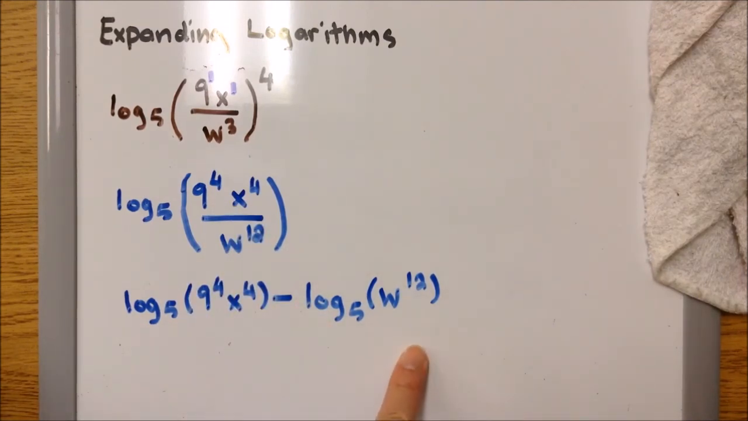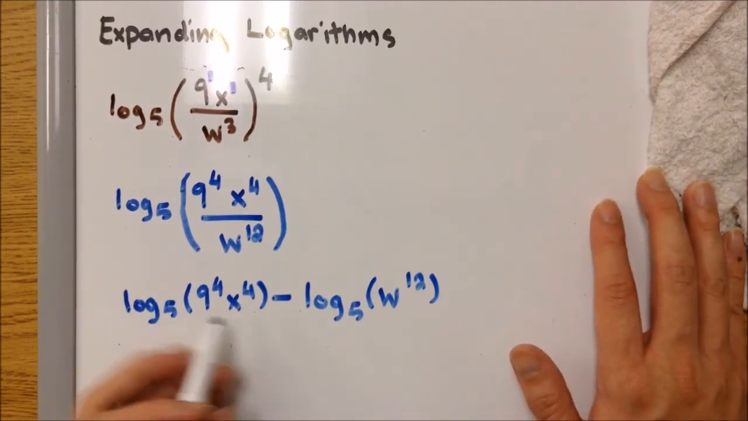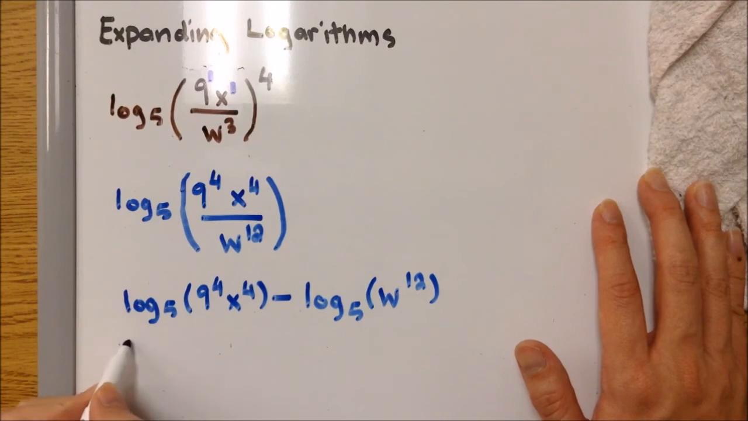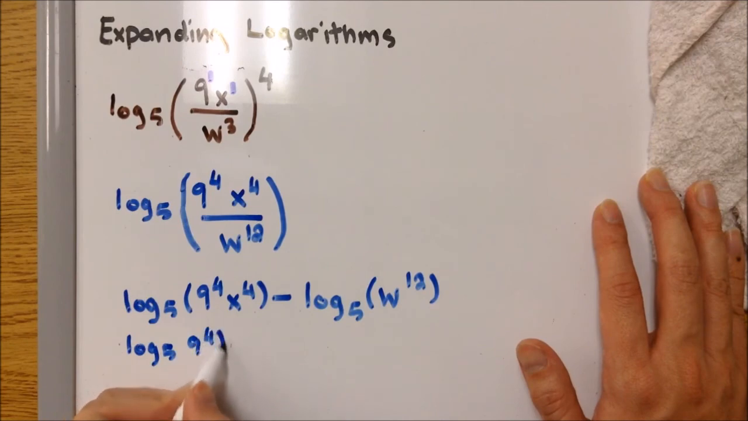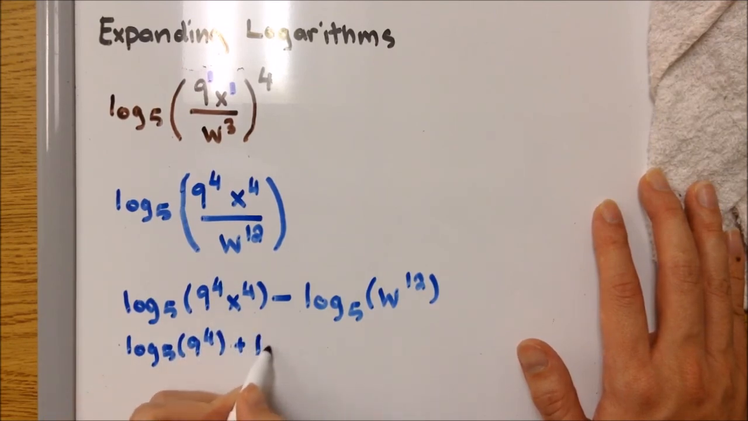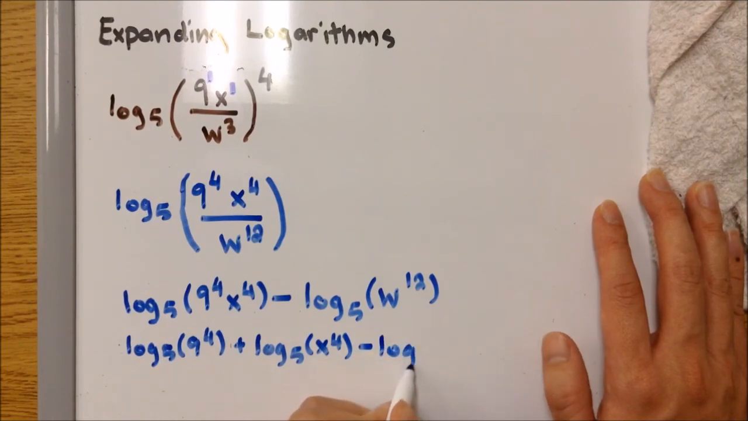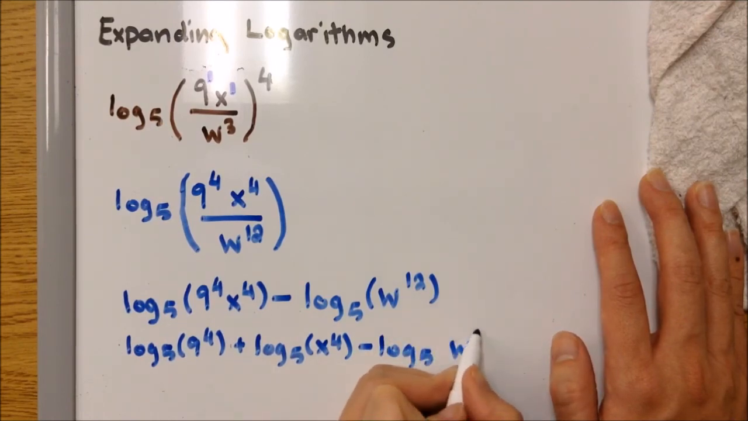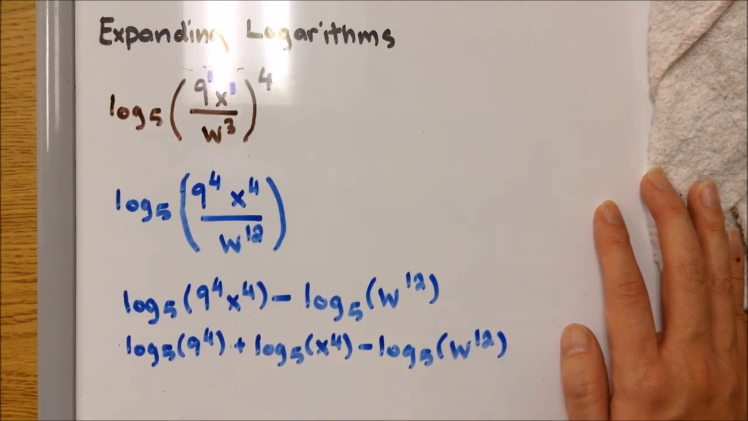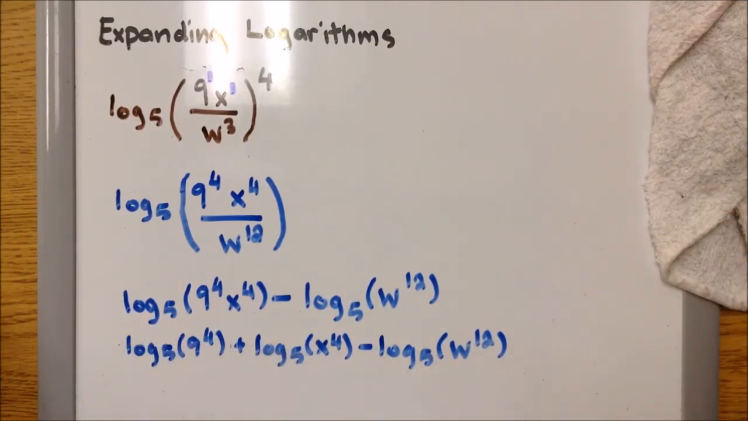Now if I take a look, is there anything else I can separate? This one I can't, because it's multiplication. So we're going to use the product property. So from the product property, we're going to write log base 5 of 9 to the 4th power plus log base 5 of x to the 4th power, and then I bring down the minus log base 5 of w to the 12th power. So again, I finished splitting all the logs. There's nothing I can split.